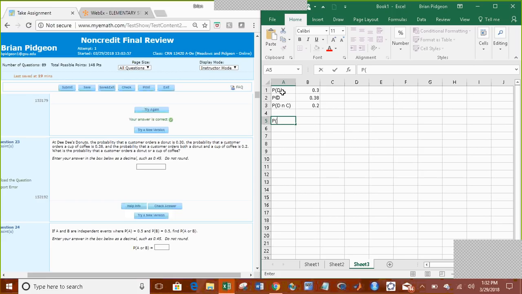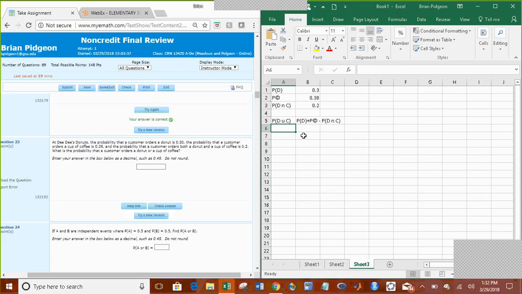So here's our formula for or. We do donut or coffee, just an upside down, it's just a U. That's the probability of D plus probability of C minus the probability of D and C. That's our formula for or probability.